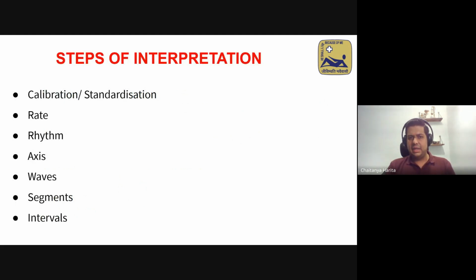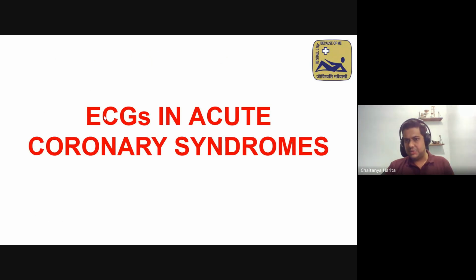These are the steps that I request all of you to follow. And this is something that I think is extremely important. Calibration or standardization is first. Calculate the heart rate, look at the rhythm, whether it's sinus rhythm or not. What is the axis? Then you look at PQRS ST waves, the classical ST segment, which is the most important segment, then the PR and the QT interval. If you follow these 7 steps, then you can come to a significant diagnosis. So it's important to follow these steps. Even if the ECG is grossly normal or even grossly abnormal where you know the diagnosis, it's worthwhile going through these steps just to ensure that you meet completion.